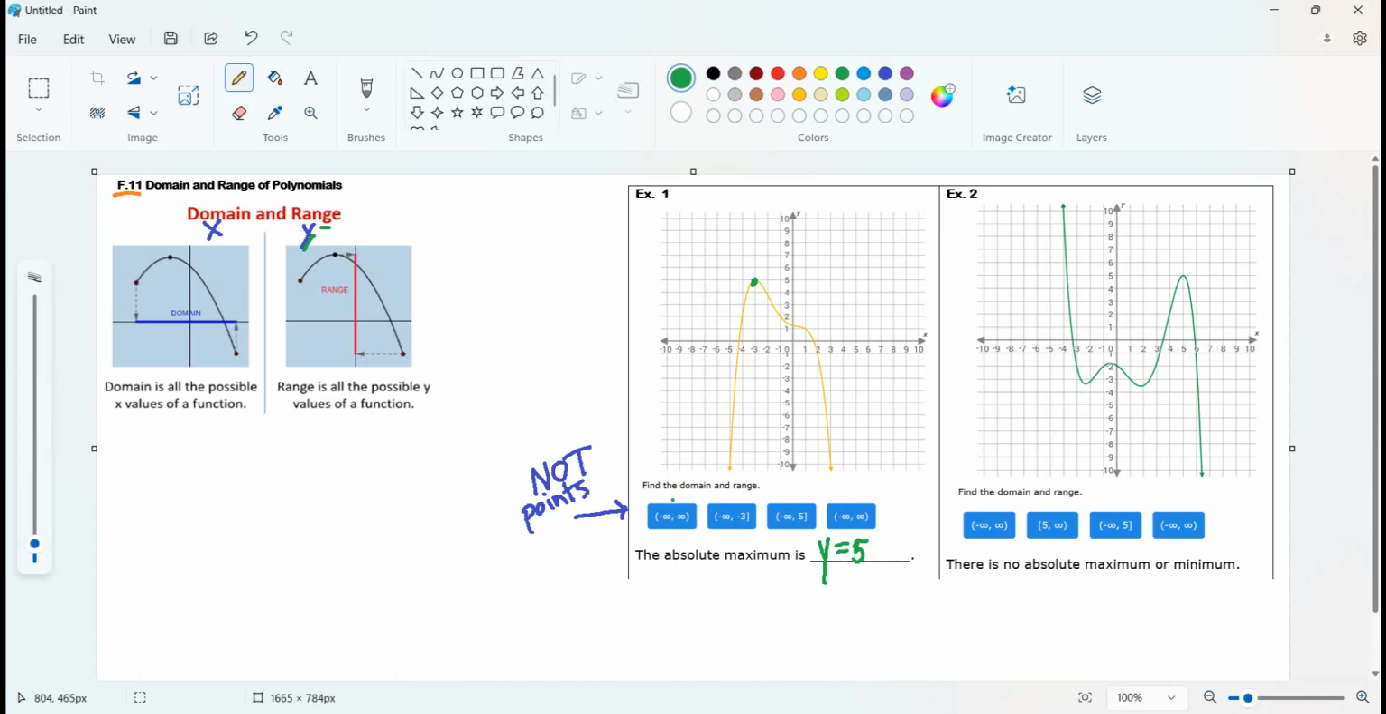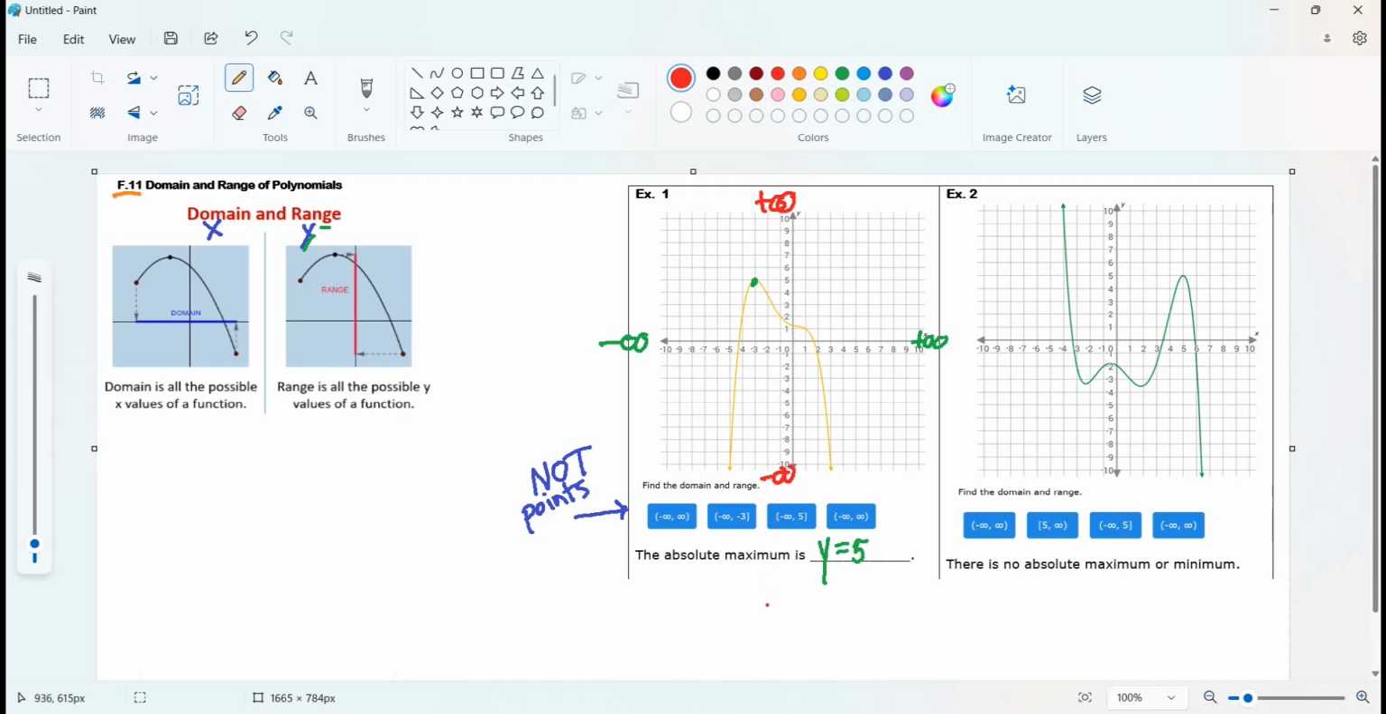Then to find the domain of this graph, we're going to look over here. This is where x is heading to negative infinity. This is where x is heading off towards positive infinity. And for the y-axis, these larger numbers up here are positive infinity, and these are negative infinity values. The farther you go down on y, you're going down to negative infinity.